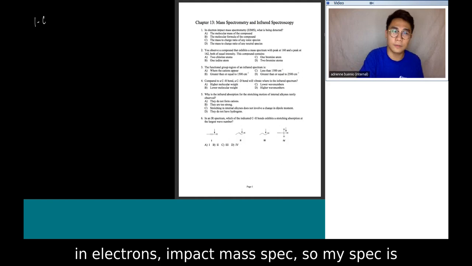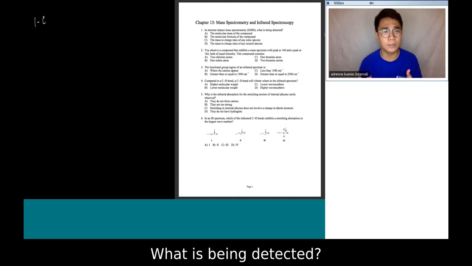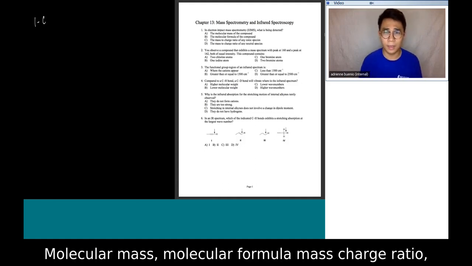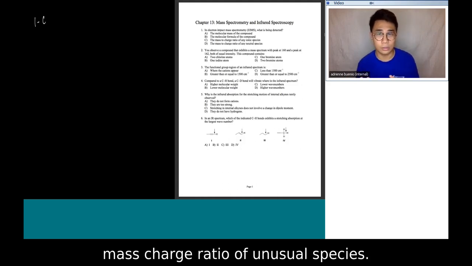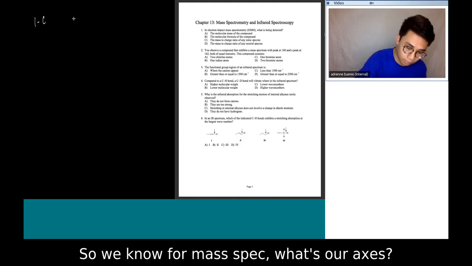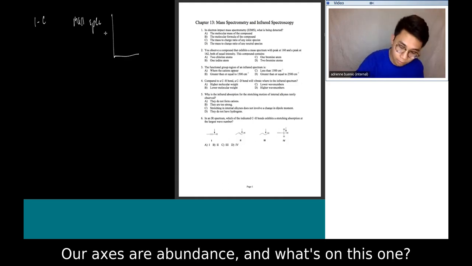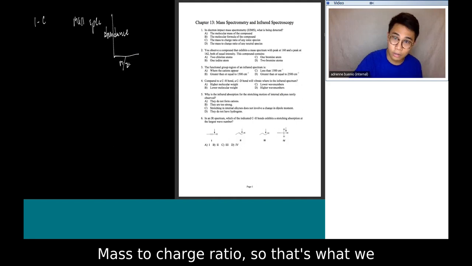In electron impact mass spec, which is what we call mass spec for the most part in class and in the lab, what is being detected? Molecular mass, molecular formula, mass to charge ratio of neutral species. What's the difference between ionic and neutral species? We know for mass spec, what are our axes? One axis is abundance, and what's on the other one? Mass to charge ratio, right?